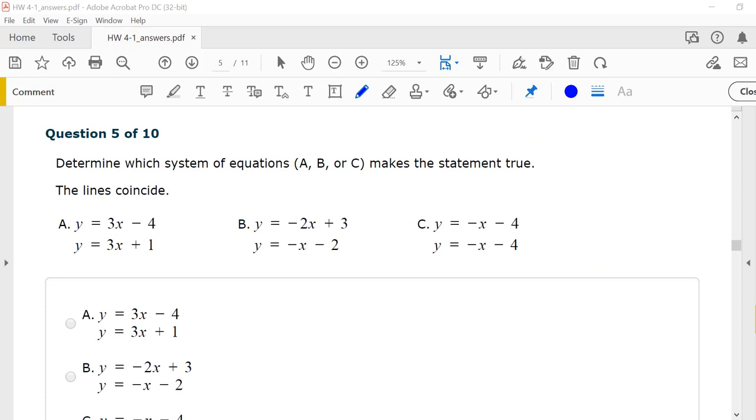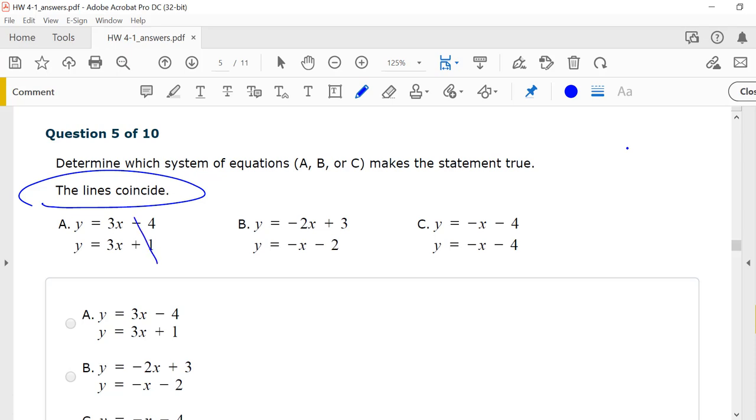Question 5. Determine which system of equations, A, B, or C, makes the statement true. Okay, the statement is that the lines coincide. That means that they are the same line. So that means that your y-intercept and your slope have to be the same.